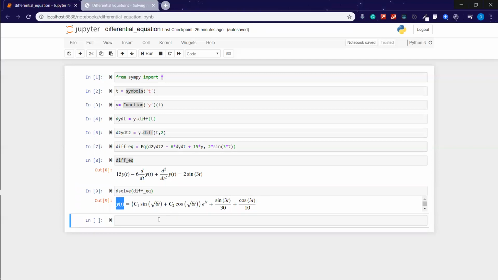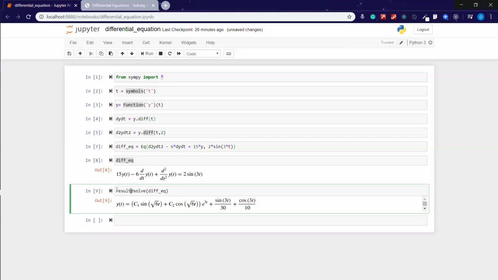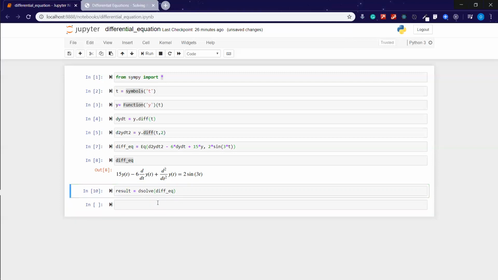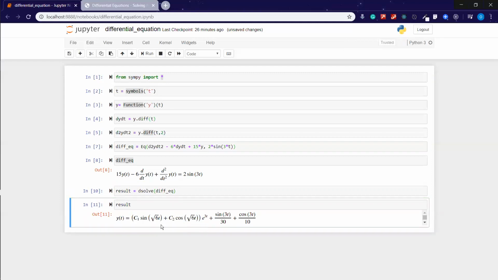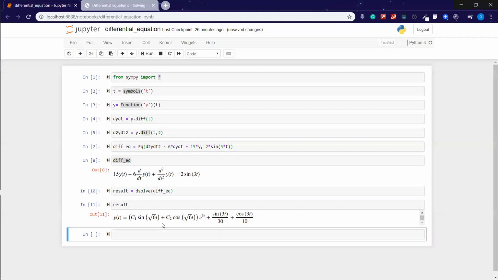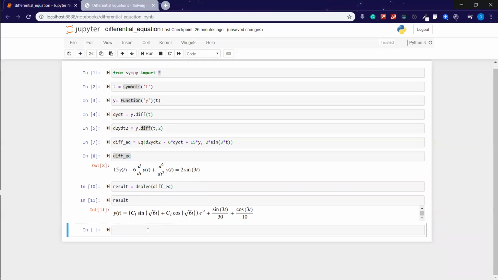So to solve for, okay, we could store this in a variable and call that results. So if I try to print out results, see it's just the solution to our differential equation. Now I could actually break down this result into left-hand side and right-hand side, right? So I could just say result.lhs.